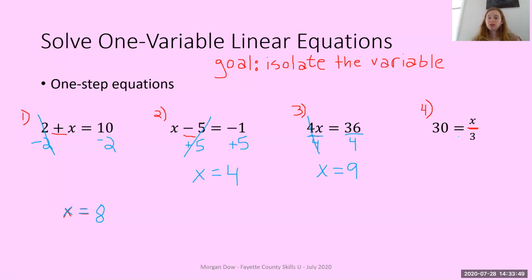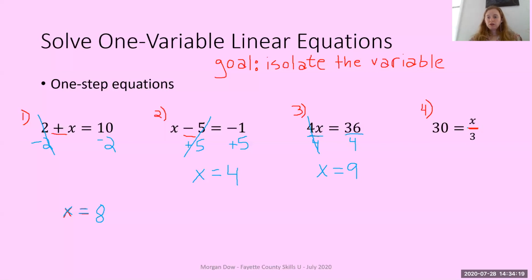Notice that the variable is on the other side of the equal sign. That has no effect at all on how we solve this equation. We still have the same goal: to isolate the variable on one side of the equal sign. It doesn't matter if it's the right side or the left side. So this is saying 30 is equal to some number divided by 3. So some number divided by 3 is equal to 30.